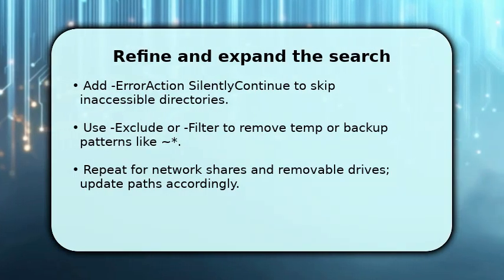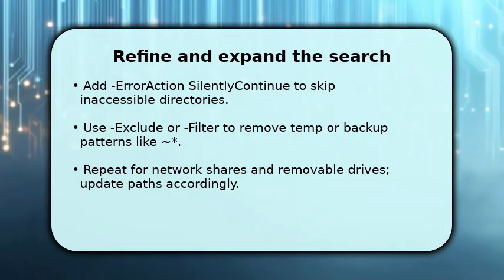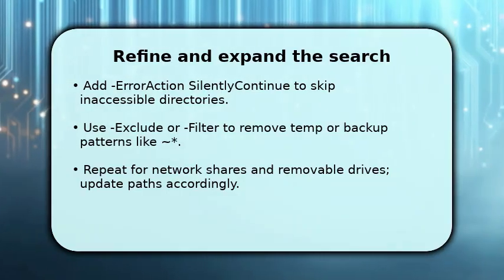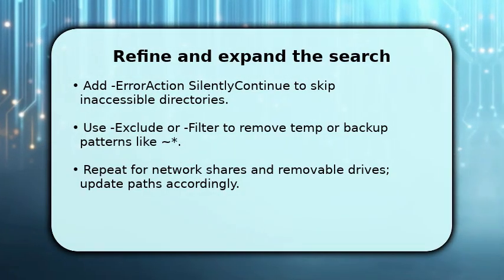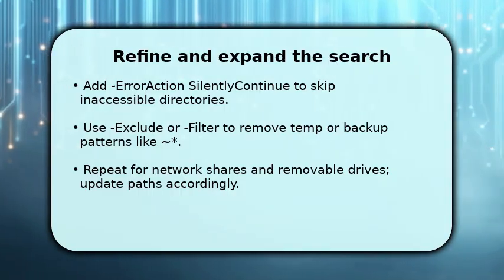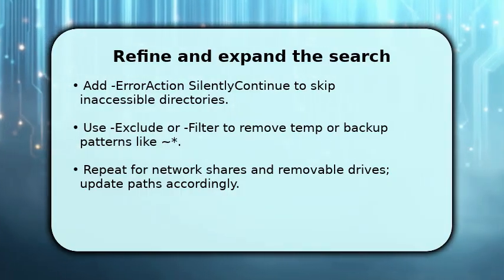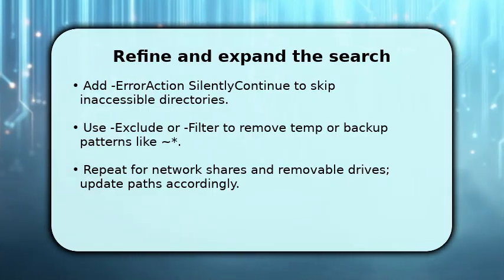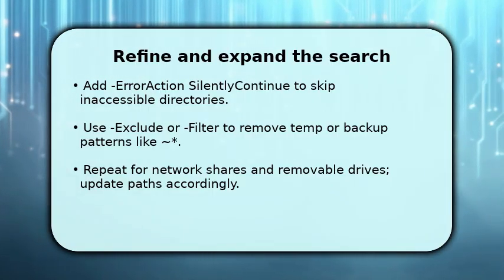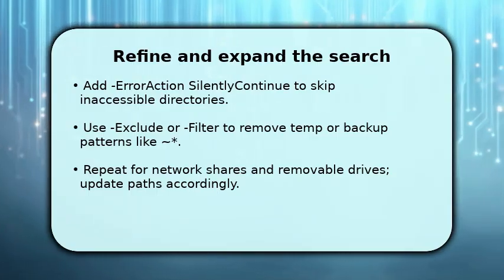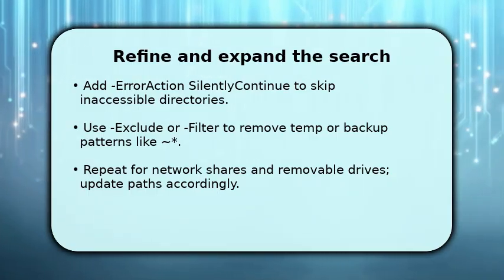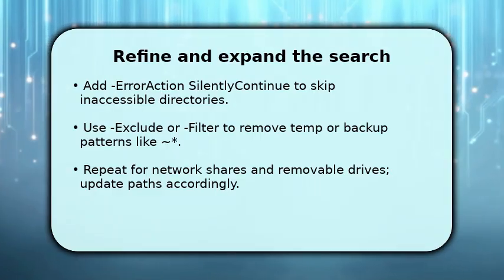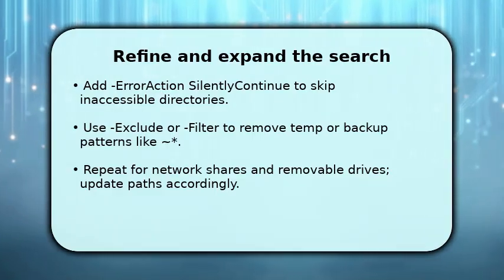Next, refine the command so it runs reliably across messy file systems. Add -ErrorAction SilentlyContinue to skip permission errors. That keeps the scan running. Use -Exclude ~*, *.TMP, or -Filter for tighter patterns when you want fewer false positives. If you have network shares or external drives, run separate commands pointing to those routes. UNC paths and mounted volumes behave the same way when addressed explicitly.